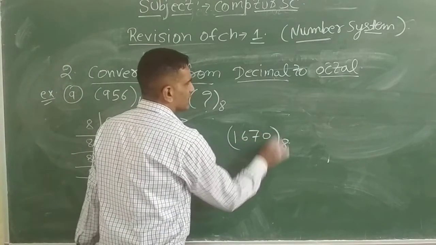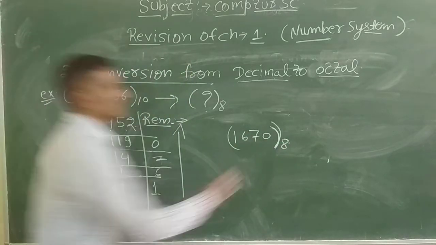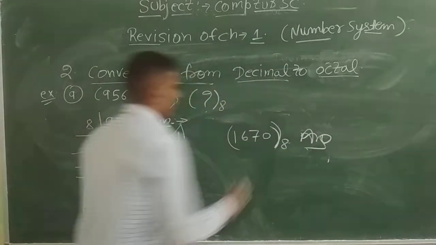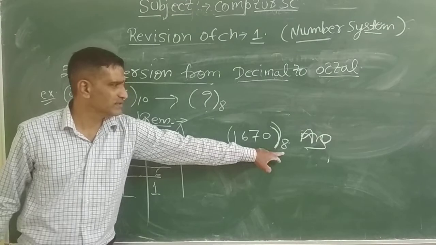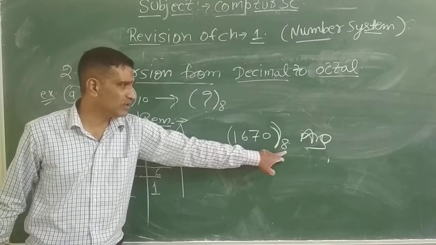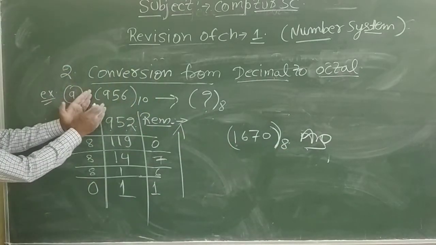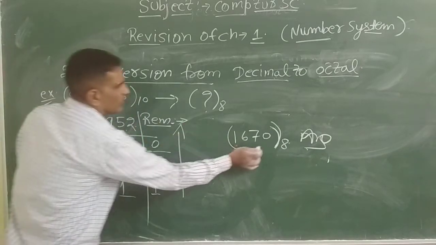1670 is changed in octal form. Here the answer is 1670, the base is octal. Here the answer 956, decimal number to octal number.